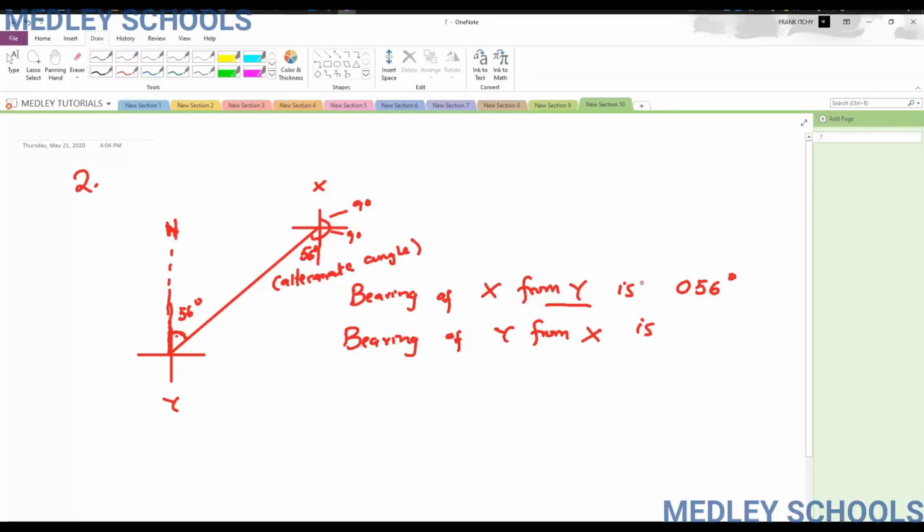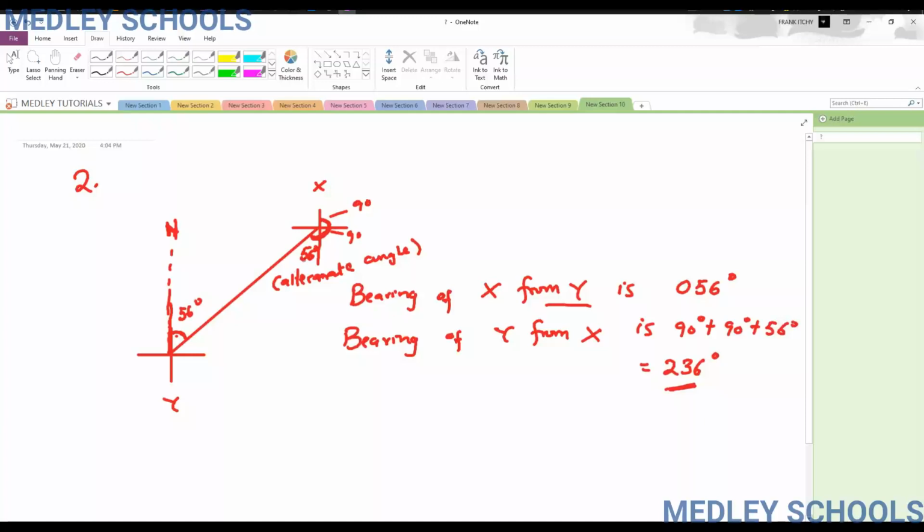Now, when you have two alternate angles, they are equal. That means from here to here is 56 degrees. That means now the bearing of Y from X, which is from here to here, is the addition of all these values. That is 90 degrees plus 90 degrees plus 56 degrees. So it gives us 236 degrees.